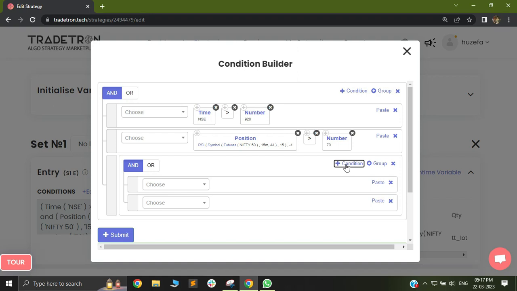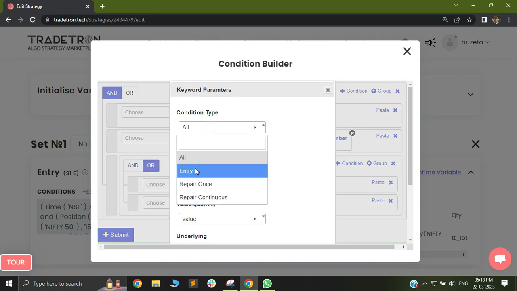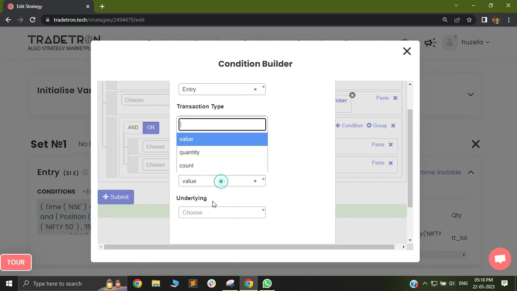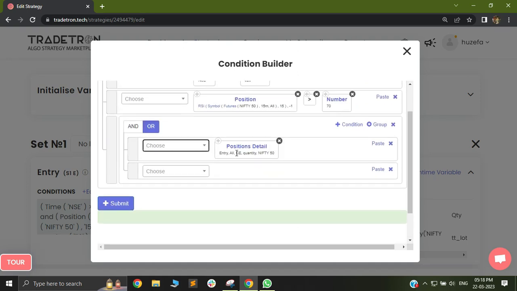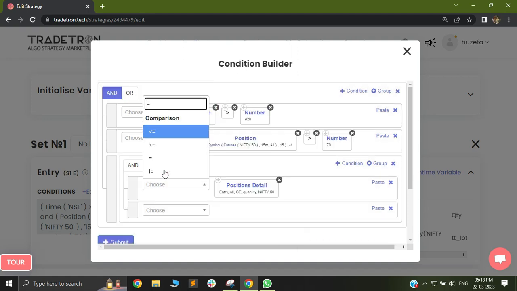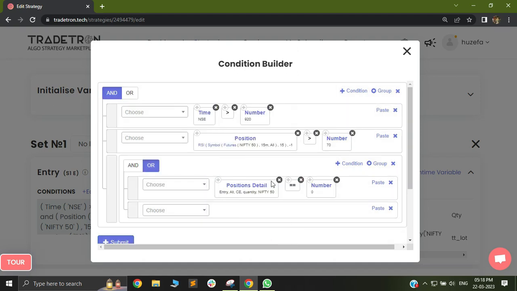In order to first determine if it was a re-entry or a first entry, I will use a keyword which is our favorite keyword called position detail. So position detail will be able to figure out if it was the first entry or not. So I'll use entry and since I am using an option strategy, I'll select call. So in my set one I'm trading call, so I'm just selecting call quantity and I'm selecting number of Nifty 50. So if my entry of the call is equal to 0, this means that it is the first entry of the day.